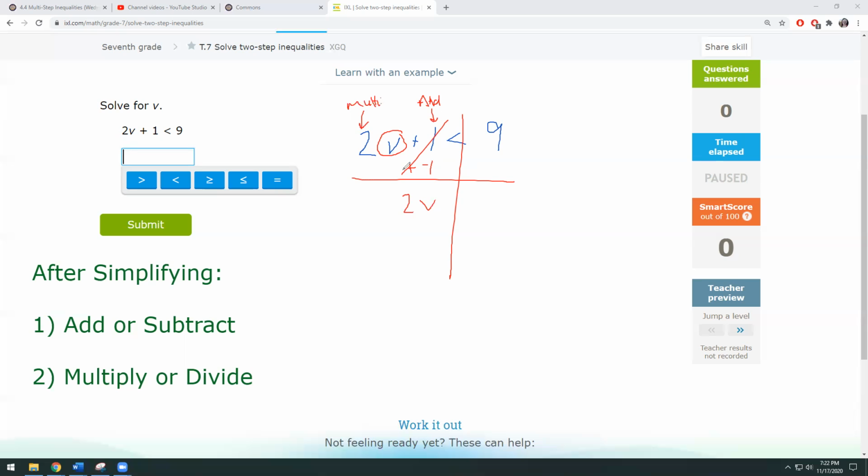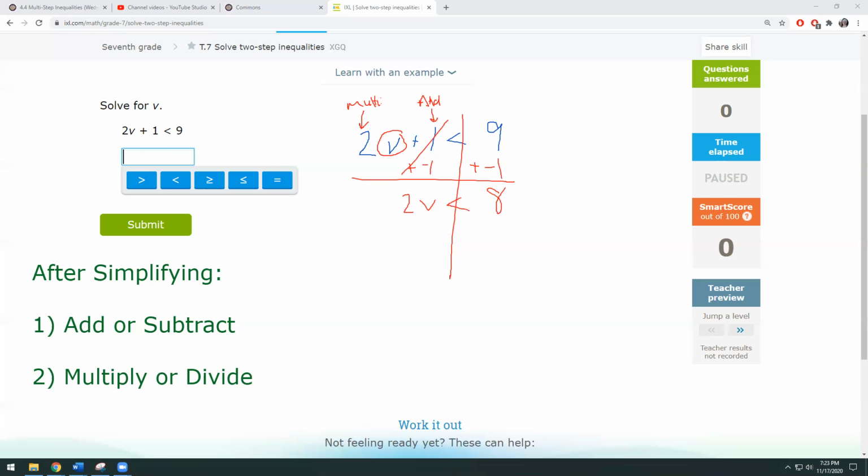Since I'm doing addition, I know that my inequality symbol stays because it only flips if it's multiplying or dividing by a negative number. So since there is addition happening here, it's not multiplication or division, so it definitely does not flip. Whatever I do to one side, I have to do to the other. So I'm going to add a negative 1 over here. 9 plus negative 1 gives me 8.